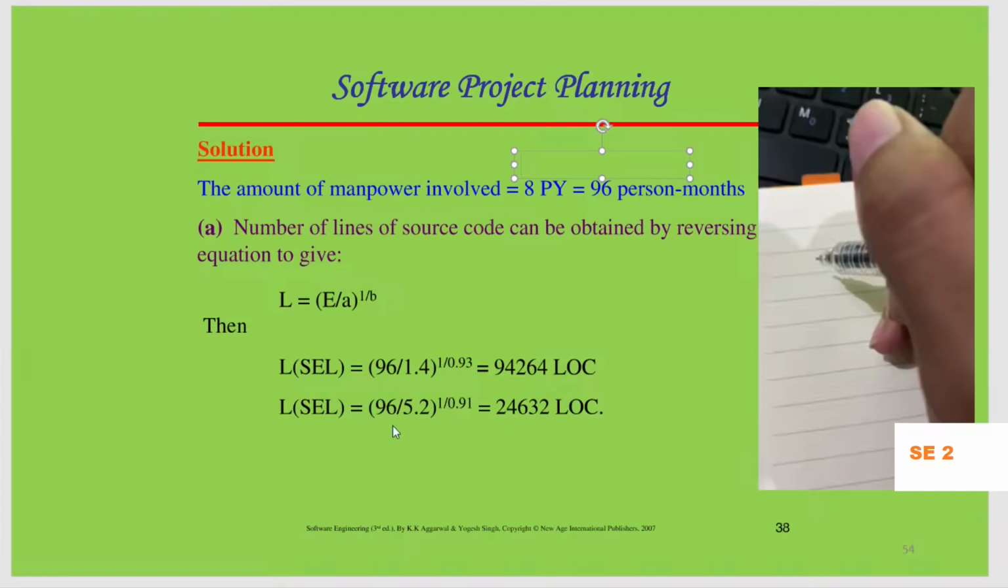For Walston and Felix naman, L is equals to 96 person-months over 5.2 raised to 1 over 0.93, which is equals to 24,632. So, that's the comparison.